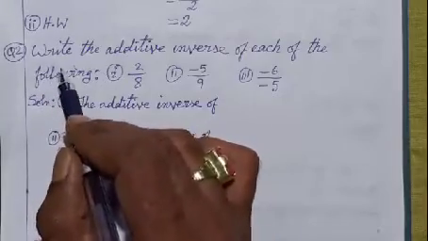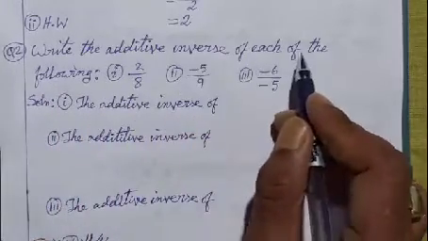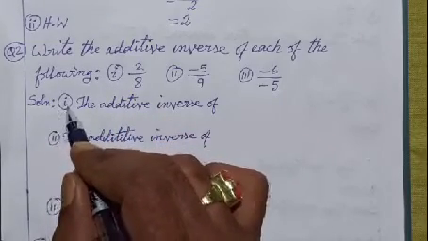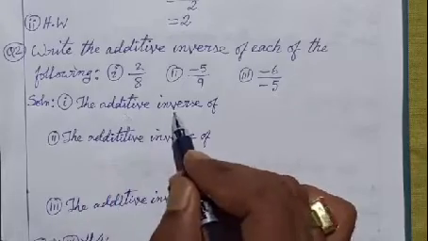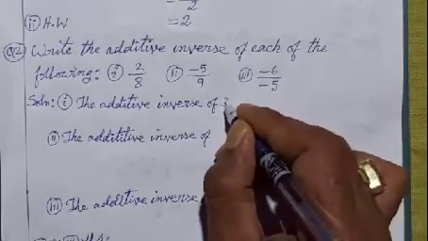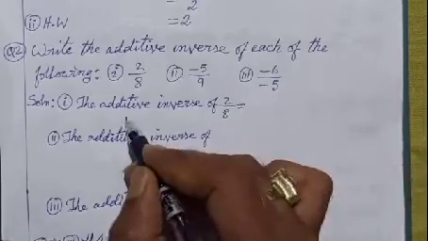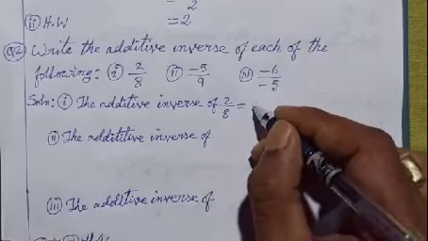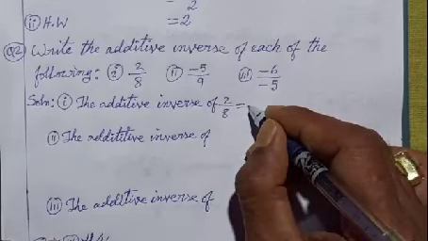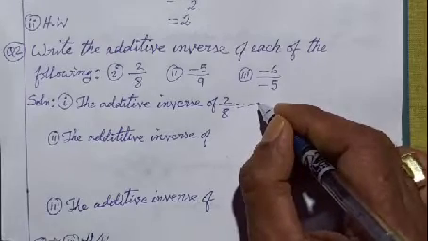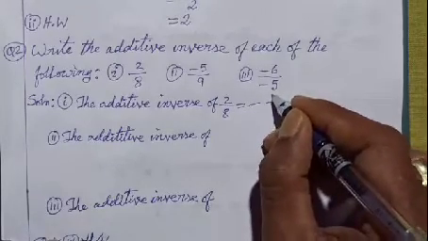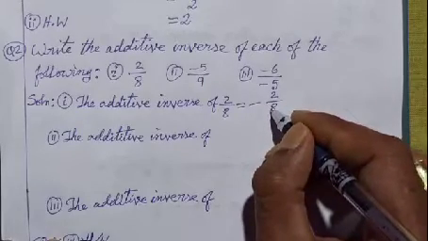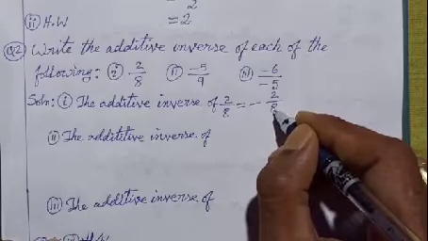Question number 2. Write the additive inverse of each of the following. Roman number 1, 2 by 8. Now solution. Roman number 1. The additive inverse of 2 by 8 is equal to, if we want to find out the additive inverse of any number, keep minus sign to the given number. So here we are keeping one minus sign. After that, the given number 2 by 8. So minus 2 by 8 is the additive inverse of 2 by 8.